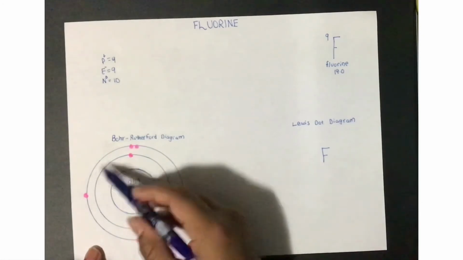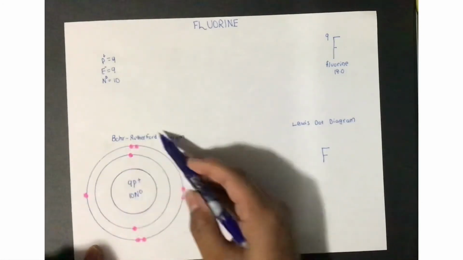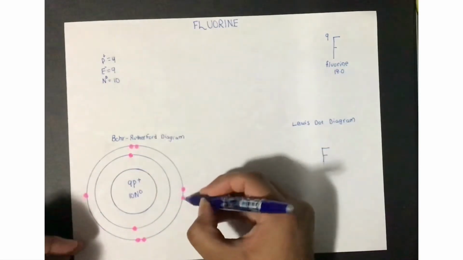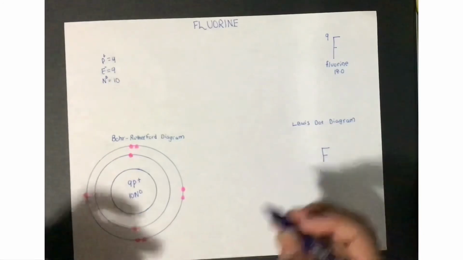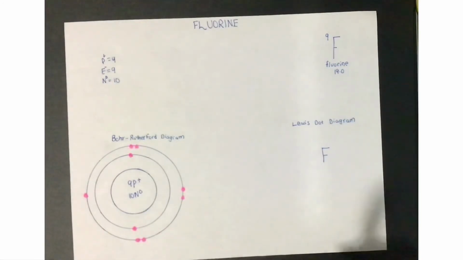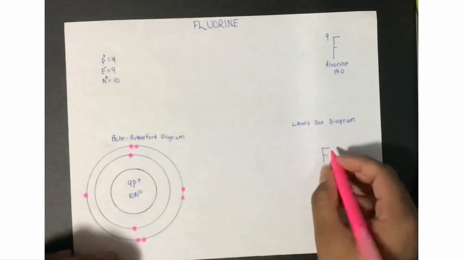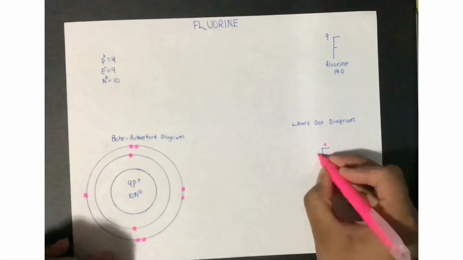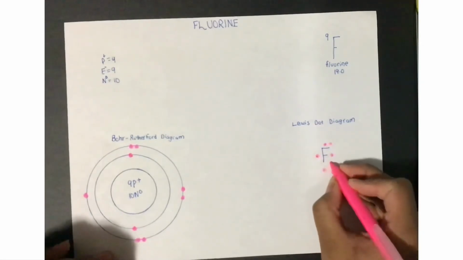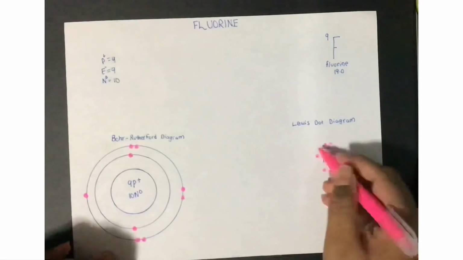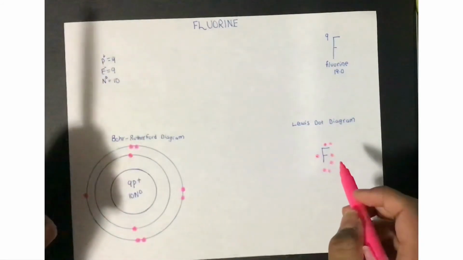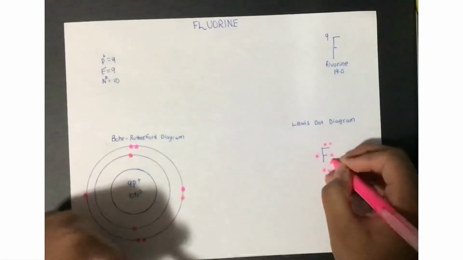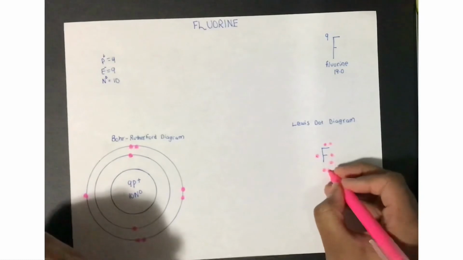The other way is by looking at the Bohr-Rutherford diagram. The outer shell always has the number of valence electrons. So there's 1, 2, 3, 4, 5, 6, 7. So fluorine has 7 valence electrons. Okay, so let's get started, and also go clockwise to ensure that you're doing it correctly. So 1, 2, 3, 4, 5, 6, and 7. So this is how your Lewis dot diagram should look. It shouldn't have any bonding between the dots. So it should look something like that.